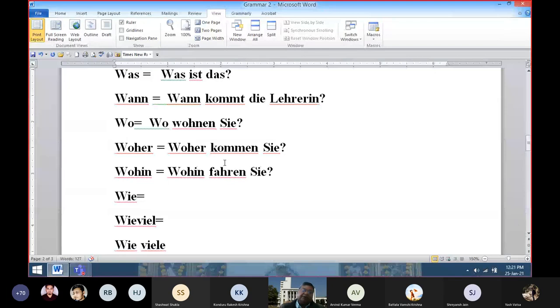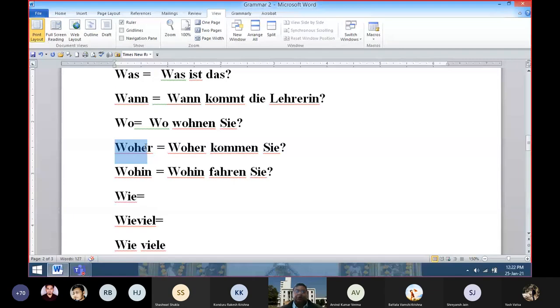Wohin fahren Sie means where to. If you are going somewhere, traveling somewhere, then this question word will come, wohin. And if you are coming from somewhere, then woher. So this is the difference. Woher and wohin. Wohin you are going and woher you are coming. So you will be using woher kommen Sie and wohin gehen Sie or fahren Sie. You can use G-E-H-E-N also.